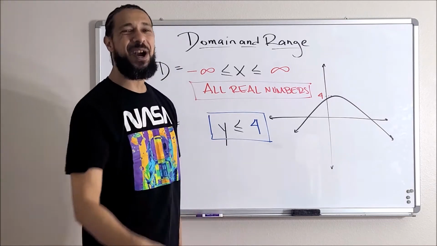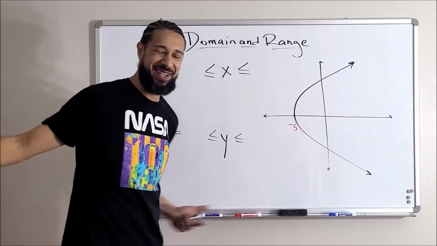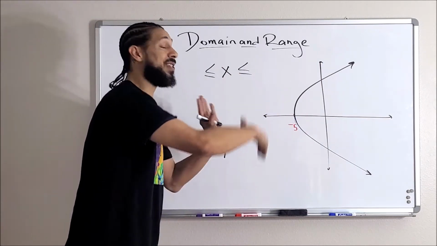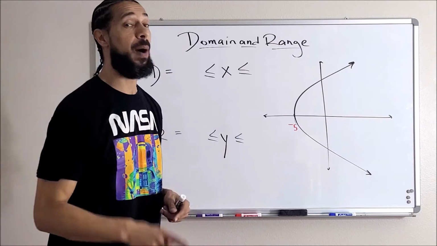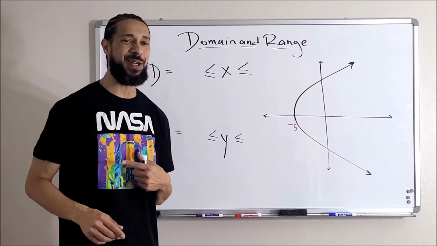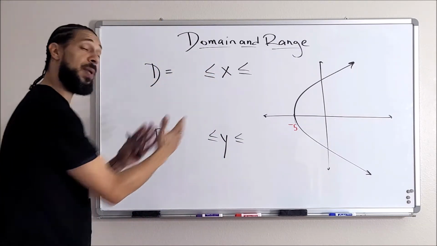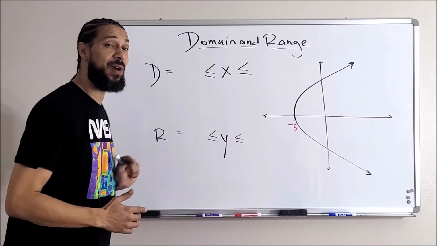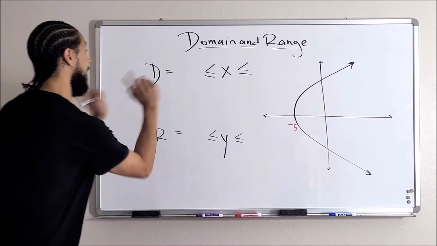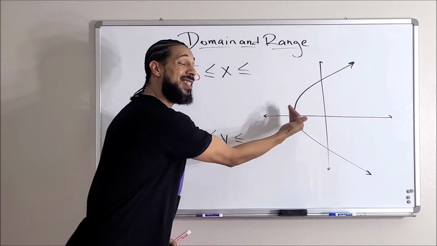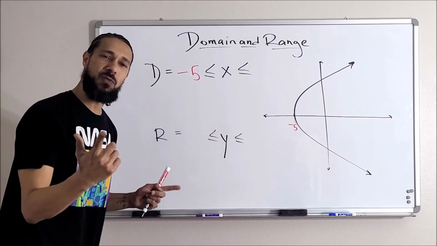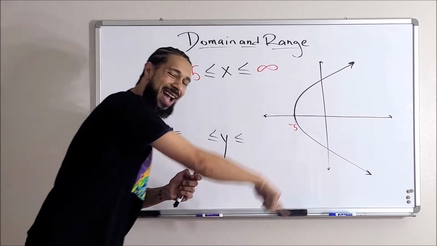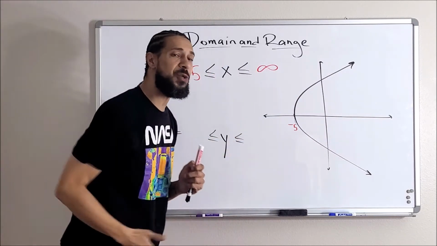Let's try another one. Okay, good. Now, we know this is not a function because it fails that vertical line test that we talked about, but let's talk domain and range anyway. Remember, the domain is set up like this: left edge to right edge. What's the left edge of this graph? Yes, -5. The left edge of this graph is -5. What about the right edge? How far does it go to the right? Exactly right. On forever. It goes on to infinity.